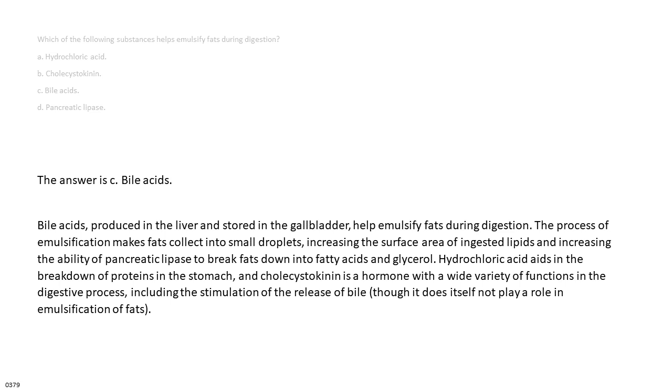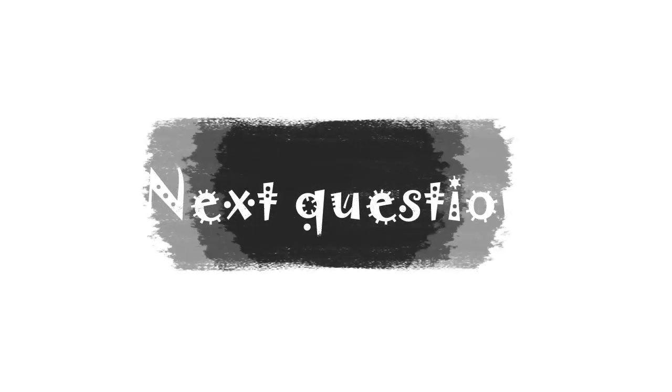Hydrochloric acid aids in the breakdown of proteins in the stomach, and cholecystokinin is a hormone with a wide variety of functions in the digestive process, including the stimulation of the release of bile, though it does not itself play a role in emulsification of fats.